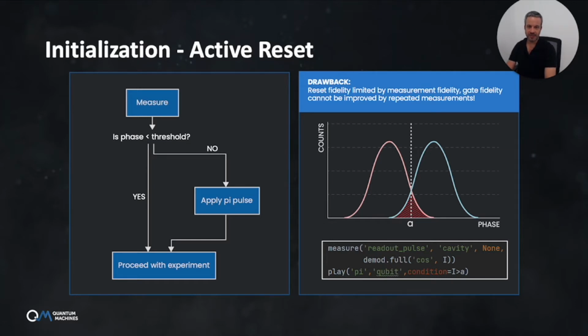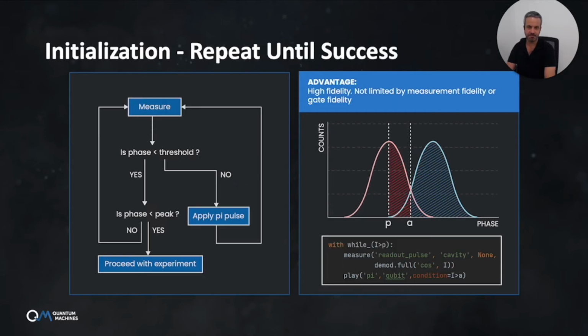Using real-time feedback, a conditional pulse is played within 200 nanosecond latency. This significantly improves the initialization time. However, the fidelity is limited by the measurement fidelity. Can we do better? Yes, we can.